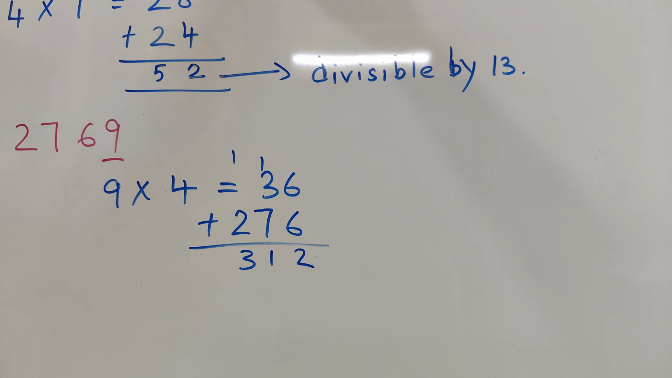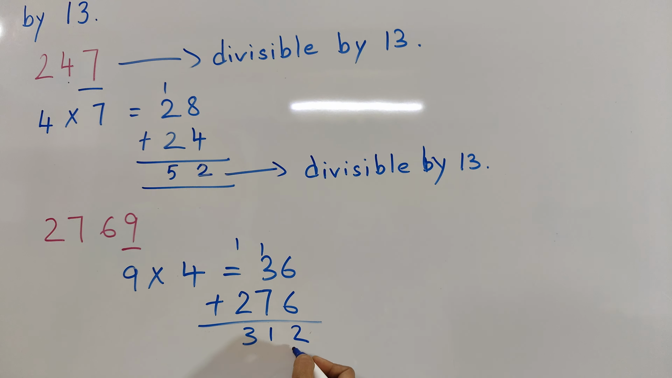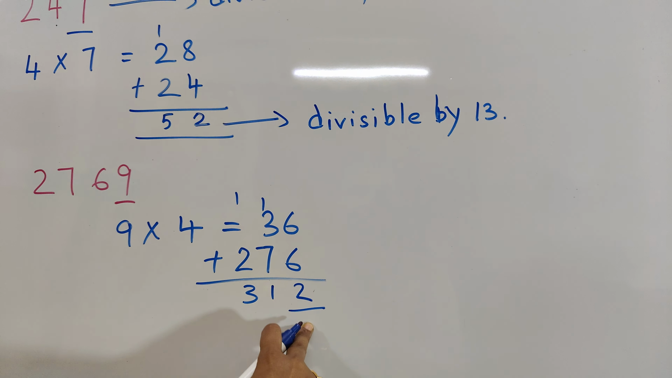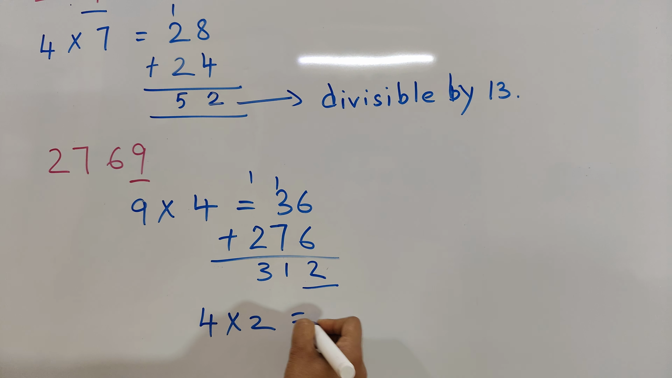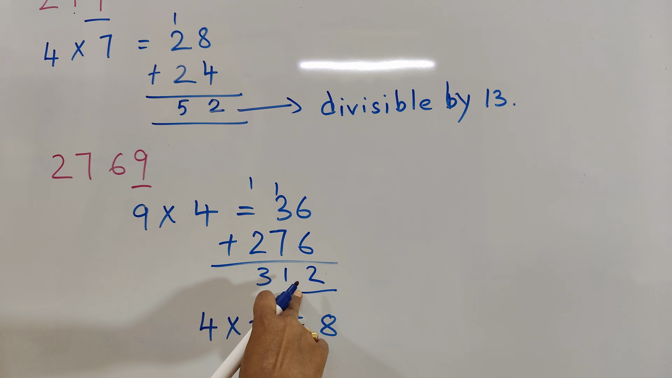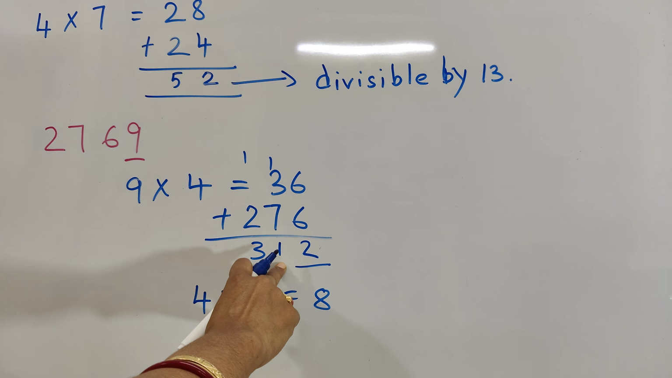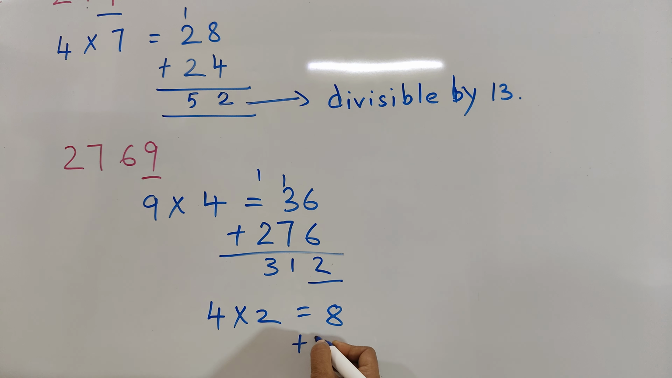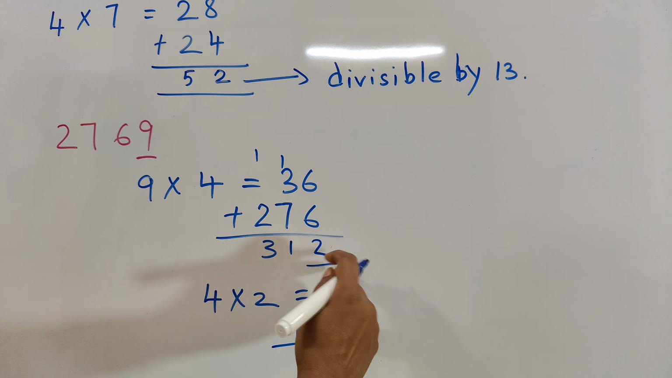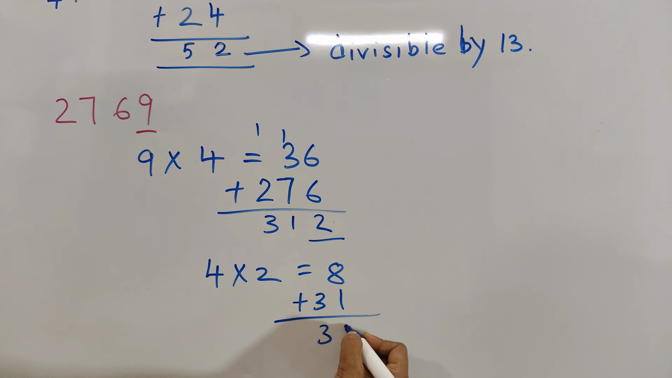So let's repeat the process again. So the last digit is 2. 4 times 2 is 8. And the remaining digits are 3 and 1. And the number formed by the remaining digits is 31. So we need to add 31 plus 8. 31 plus 8 is 39.